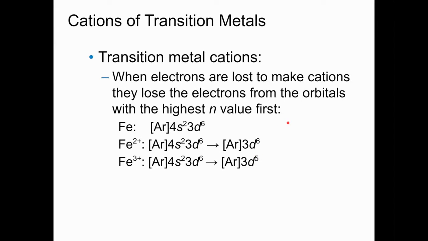All right, here are some cations of transition metals. When electrons are lost to make cations, they lose the electrons from the orbitals with the highest n value first. So imagine you write down the electron configuration for iron. The last one you put in was that 3d6 electron, but the ones you're going to take away when you're making an ion are these 4s electrons. So you're going to take away both of those 4s electrons to make iron 2+, so then it looks like this. And then if you're going to make iron 3+, you take away both of those s electrons plus one of the d electrons, so then it looks like this. So you're always going to remove the highest n value electrons first.